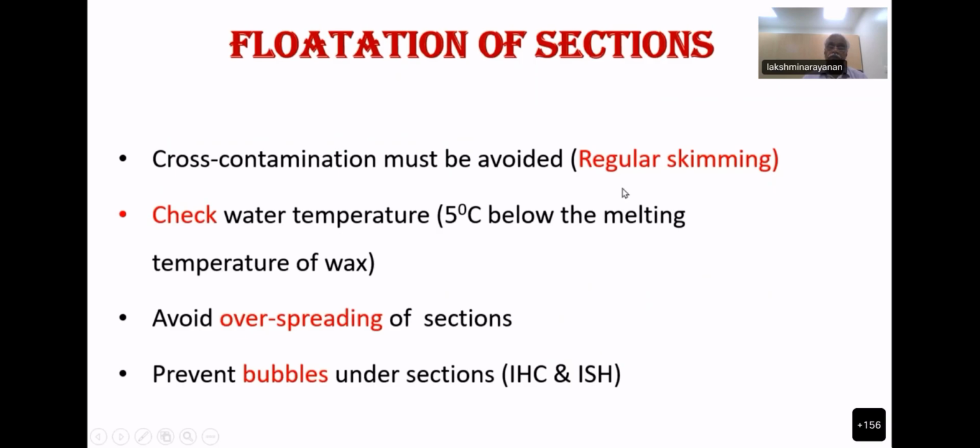And flotation of sections, which I told you about: regular skimming should be done. Check the water temperature, that should be less than 5 degrees below the melting temperature of wax. Then avoid overspilling. Sometimes people keep the section in water for more time. That should be avoided. Prevent bubbles under the section, which will affect the IHC and ISH staining.